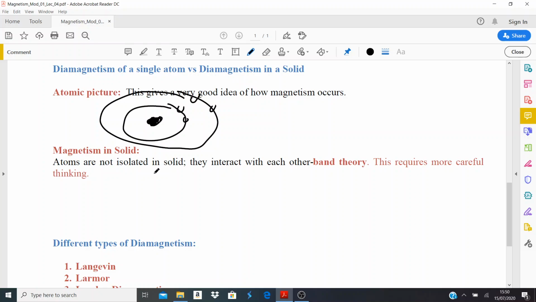So it is really difficult to model magnetism inside a solid. We have to be more careful, and we have to be more cautious about the model we are using for atomic diamagnetism. We need to make several changes when we want to model diamagnetism in a solid. So usually the atomic ones are taught because they explain the ideas fairly well.